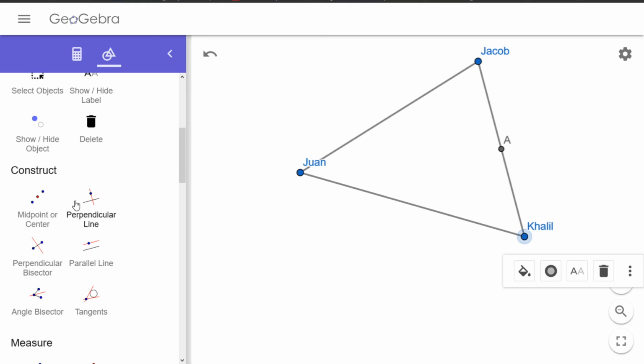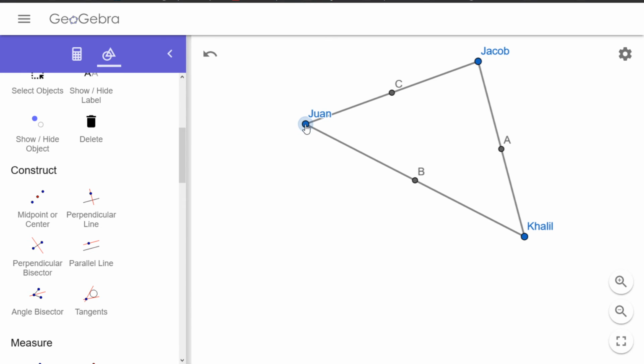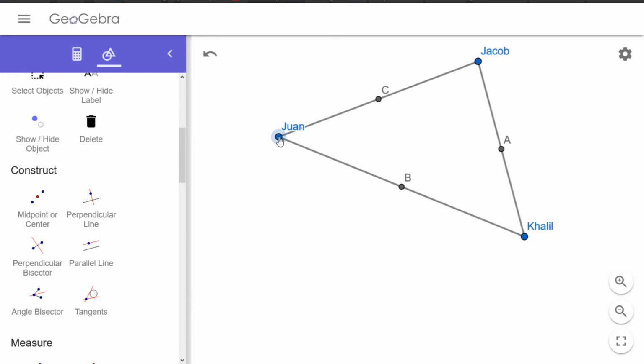All right, ladies in the back, you good? That's Jacob and Khalil's child. Juan and Khalil, there's their midpoint. There's Jacob and Juan's midpoint. What kind of weird love triangle is this? A love triangle, if you will. Yeah. All right. Juan and Jacob. Are we good? Are we good? All right, so those are all midpoints of the triangle.